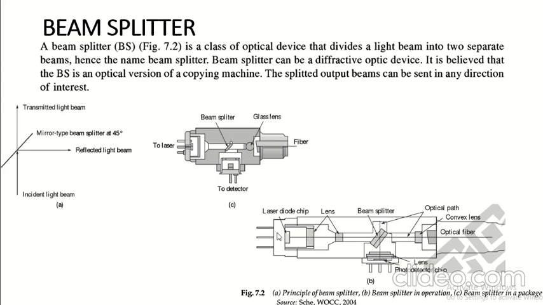How does it work? Firstly, we'll see the figure over here. It consists of a laser diode chip, two lenses, and a beam splitter, a kind of mirror at some angle. There's a lens, then a photodetector chip, the optical path is shown, and then at the end there is a convex lens and an optical fiber. Now I'll explain in detail.